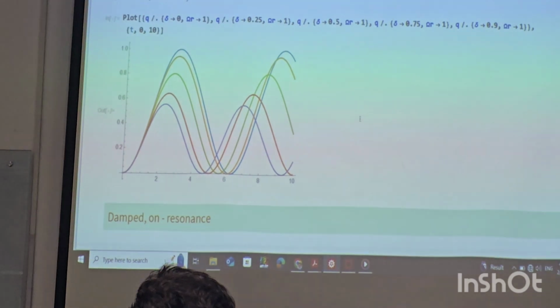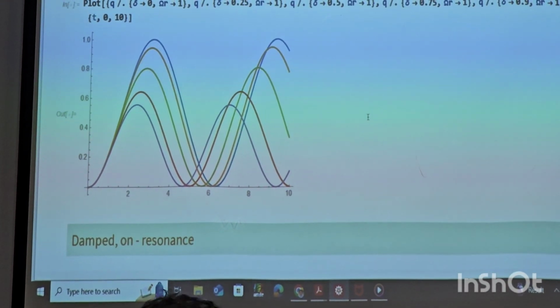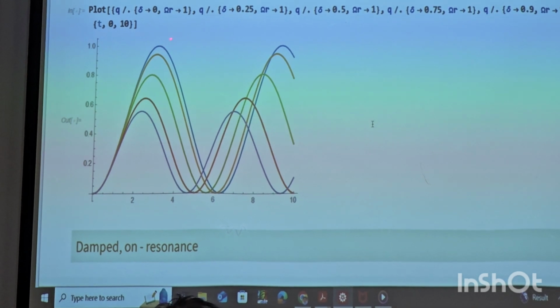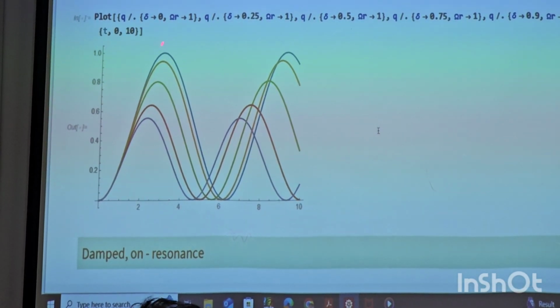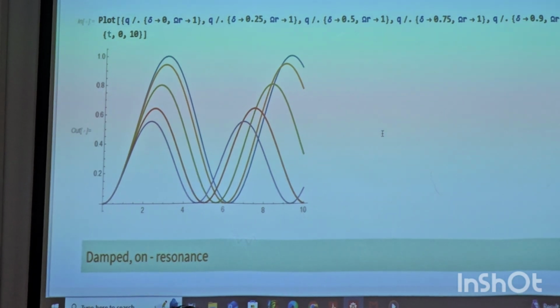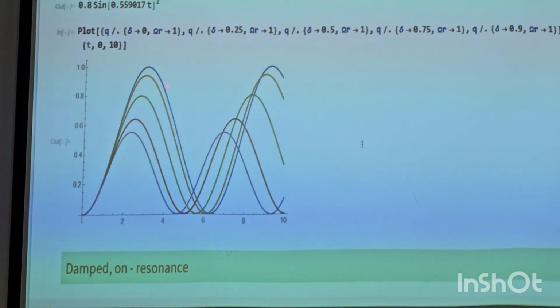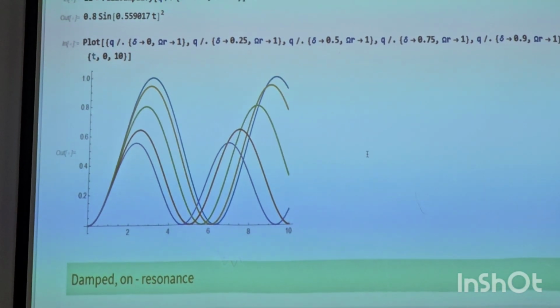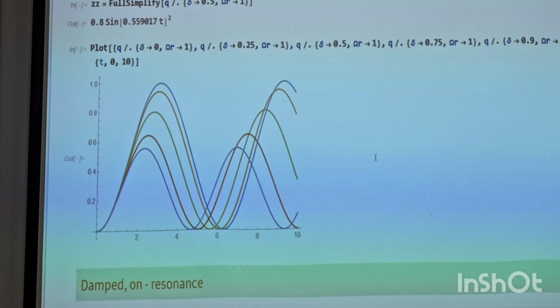So still no damping, but I'm seeing oscillations. I keep on seeing oscillations. There is no damping anyway. Blue is when I'm on resonance. Look, on resonance my oscillation goes from rho AA to rho BB, then back to rho AA, then rho BB. Right? Perfect inversion is possible when I'm on resonance.